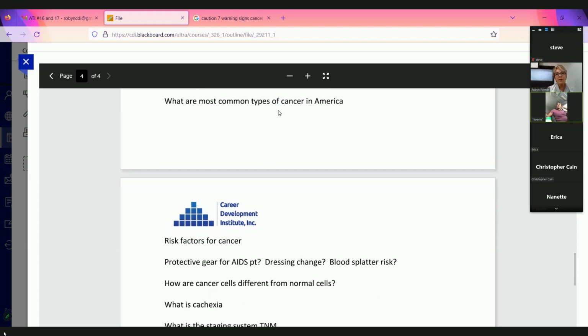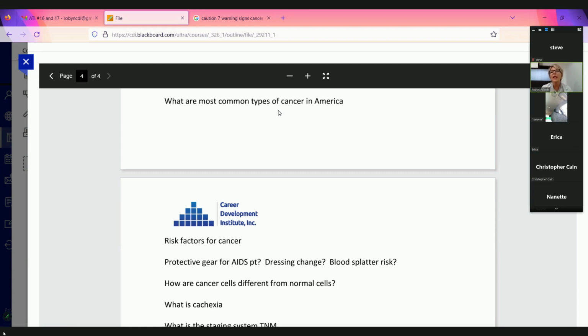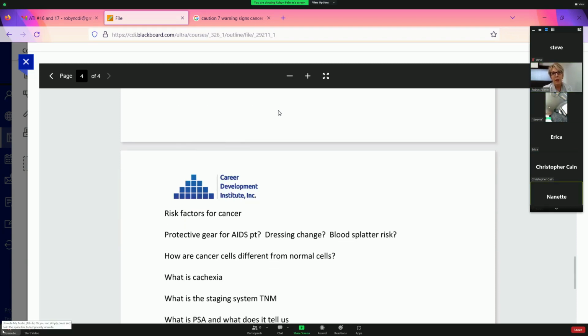What are the most common types of cancer in America? Lung, rectal, and what else? Breast for women, what for men? Prostate. Colon, rectal, anything else? Lung, colon, rectal, breast, and prostate. Which is the most deadly? Lung.